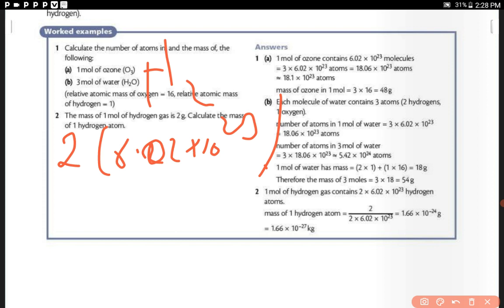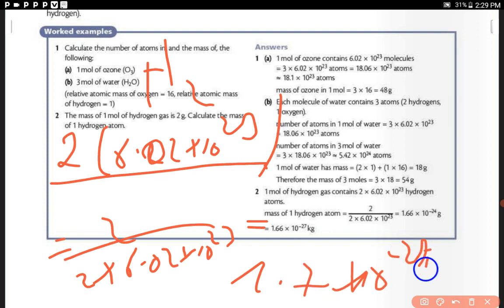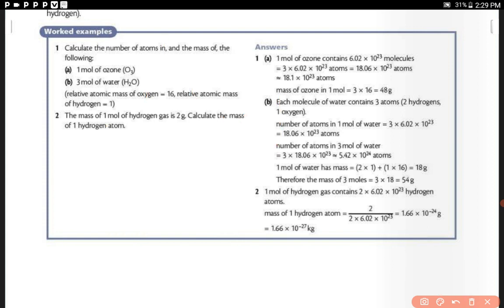Now, for the mass of 1 hydrogen atom, we are going to take 2 divided by 2 times 6.02 times 10 to the 23. If you divide this, you should have something like 1.6 or 1.7 times 10 to the negative 27 kilogram. So that's it, and that ends the question there.